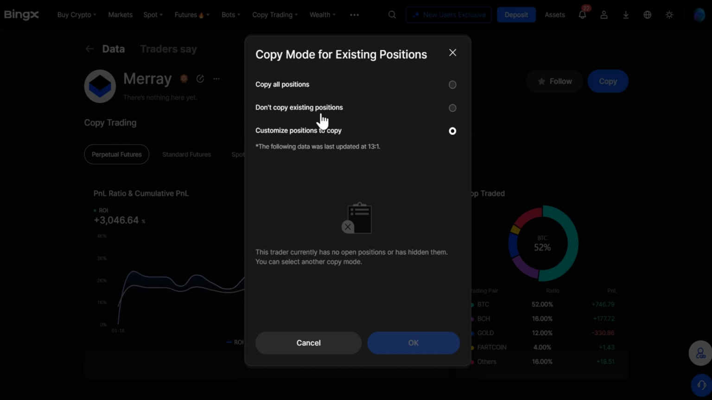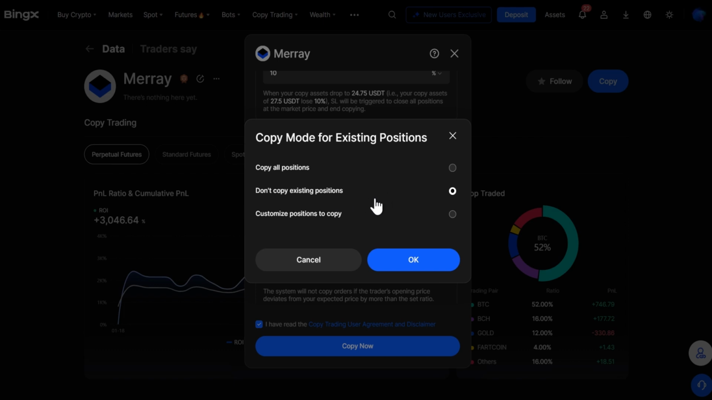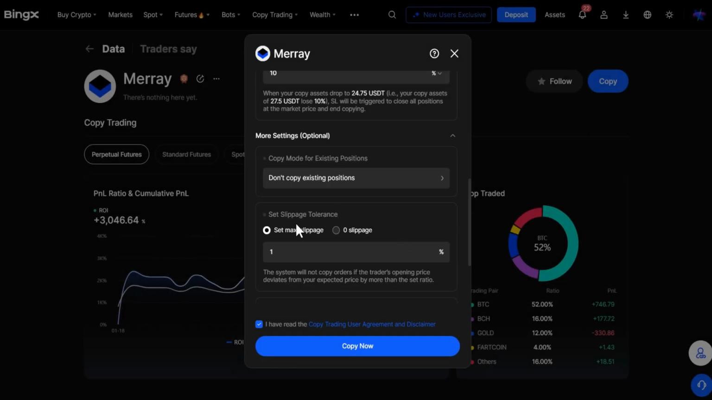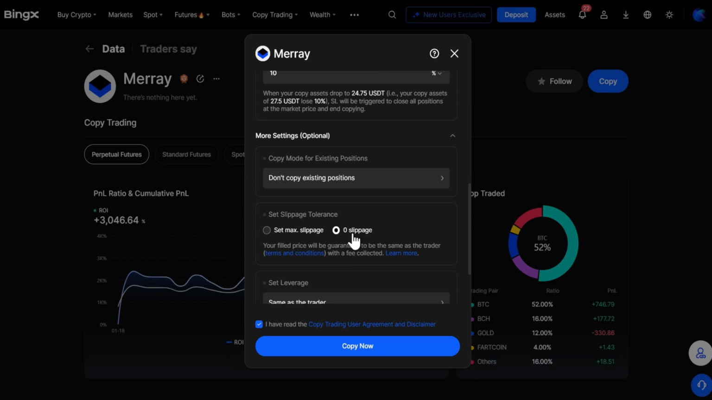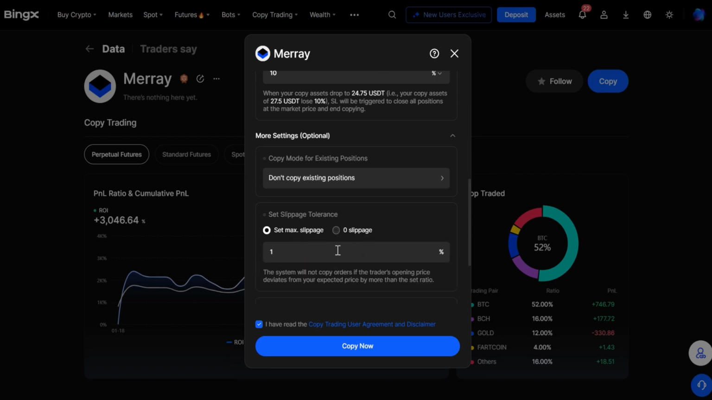If you're just starting, I recommend don't copy existing positions so you can see how the trader operates before committing to their current trades. Next is slippage tolerance. This controls how much price difference you'll accept between the trader's entry price and yours. You can set it from 0 slippage, exact same price, but higher chance of order failure, to max slippage, more flexible, but you might get a worse entry price. I recommend setting it to 1 to 2% for a good balance between execution and price accuracy.